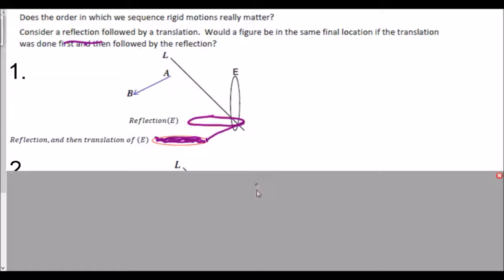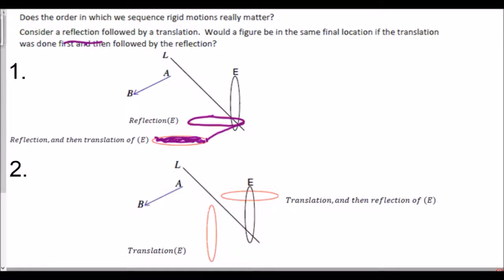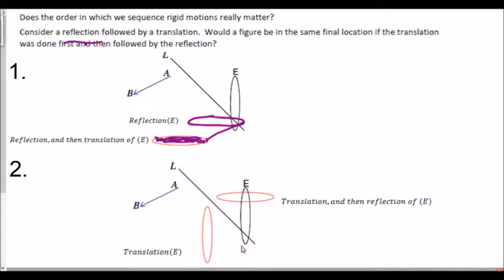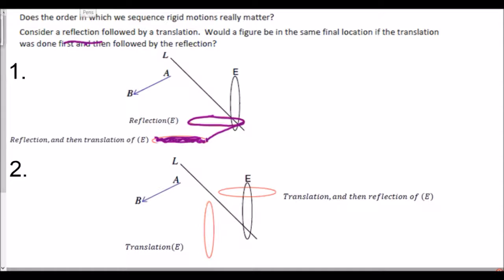So now let's see what happens if we translate and then reflect. Well, now I have my original E still, same exact display here. So first I have to translate it. I'm going to take my E and translate it along A to B, same direction, same distance. So I end up here. Then I reflect over my line L. So I trace my line L, I trace my translation of E, and I reflect it. Well, then I end up at this one.